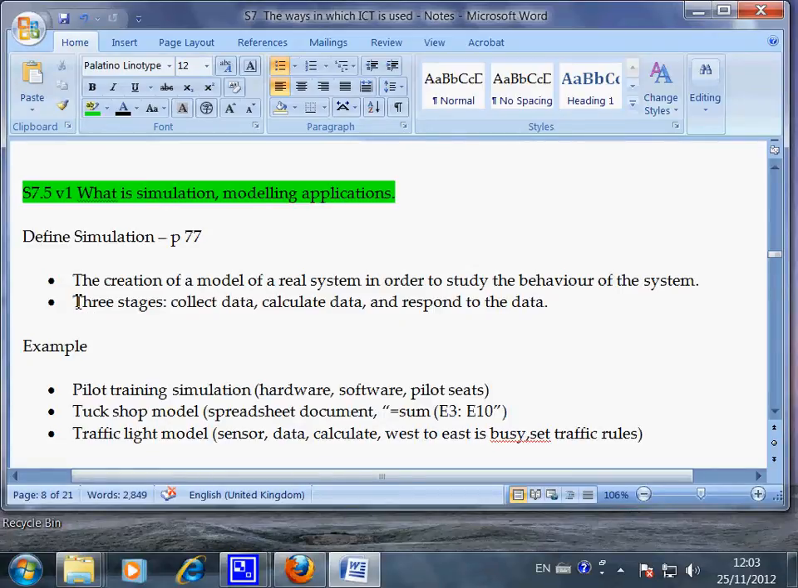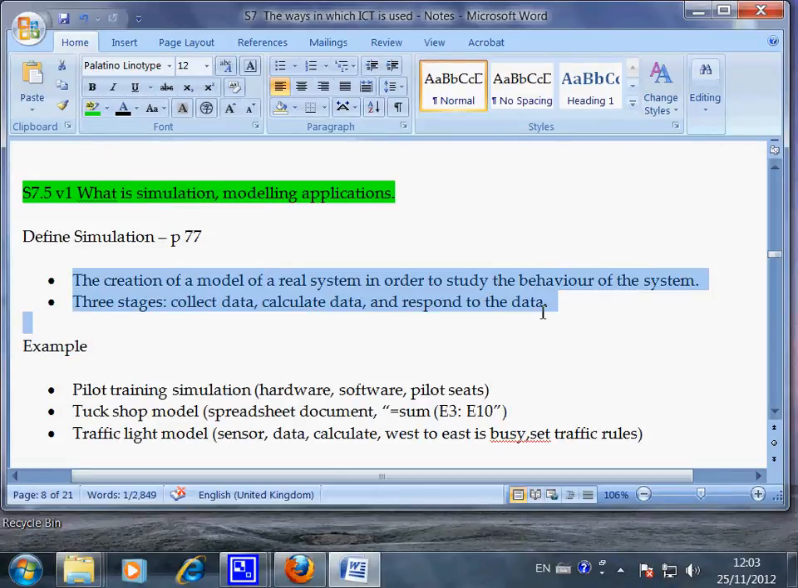And it also says when you are asked to discuss simulations, or when you're asked to talk about modeling applications, you must talk about simulation, and also you must use this definition.